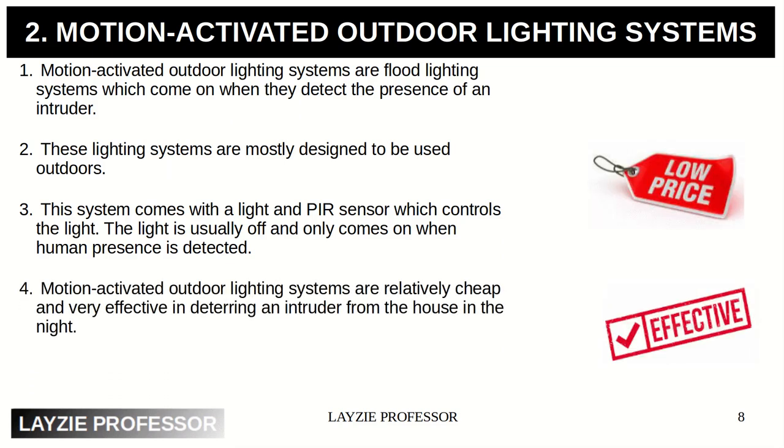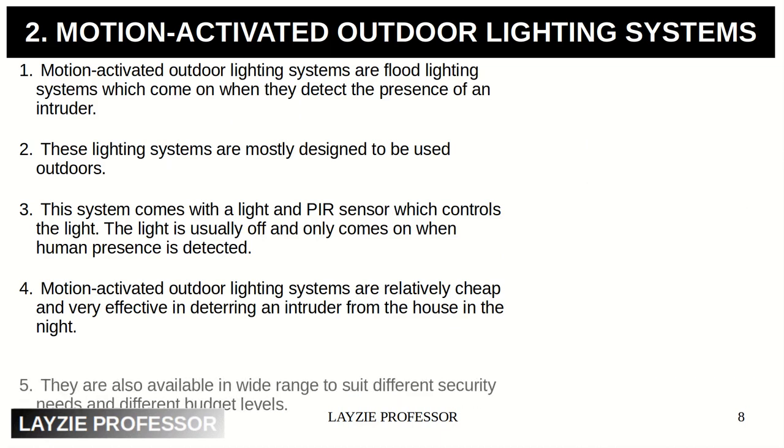Now, motion activated outdoor lighting systems are relatively cheap and they're very effective in deterring an intruder from the house in the night. Because typically, a house with such a system in there will look very dark in the middle of the night. There will be no light in the compound. However, once the intruder scales the wall and steps into the compound, then the lights will come on. And this psychologically has the effect, or the tendency to force the robber to run away, and abandon the plans or the reasons why they came into the house in the first place.